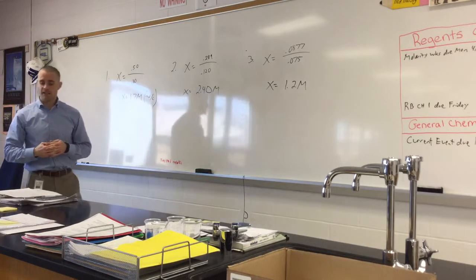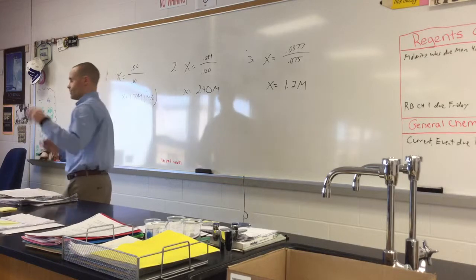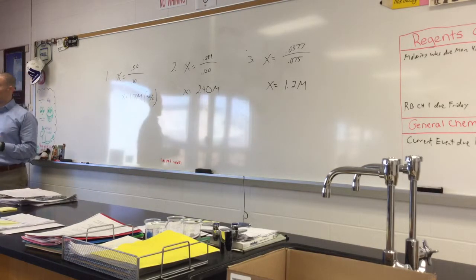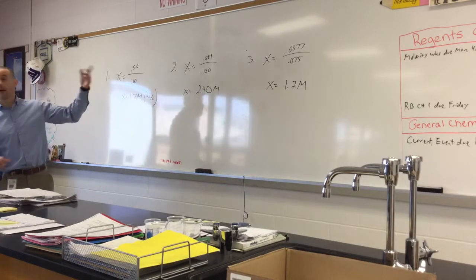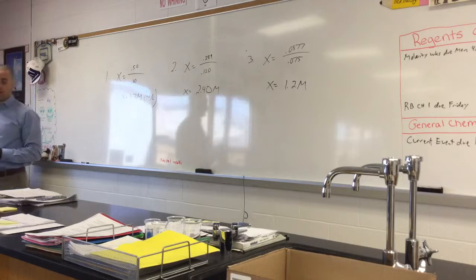Those are about as easy as it gets, honestly. 1, 2, and 3. They give you the moles, they give you the liters. You just plug them in and divide. It doesn't get much easier than that. You just have to know to use the molarity formula and know that the moles go on top, liters go on the bottom. I guess that's the only tricky part.